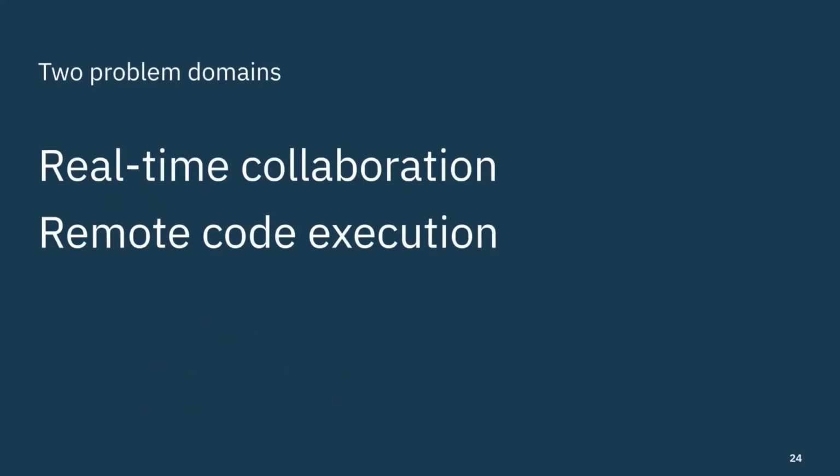So our problem space is really two completely separate problem spaces. One's real-time collaboration and one's remote code execution. However, there's a really interesting cross space at the intersection of these two, which right now is not only being explored by us, but also by large companies and large open source products.